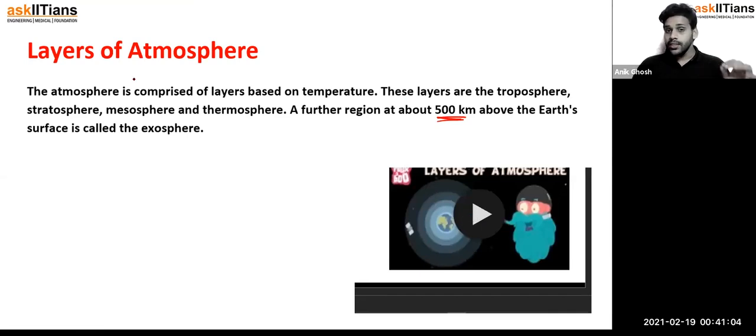And you can see over here, they are writing the atmosphere is comprised of layers based on temperature. These layers are the troposphere, stratosphere, mesosphere, and thermosphere, and the exosphere is also there, right?